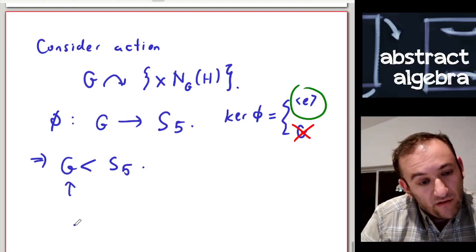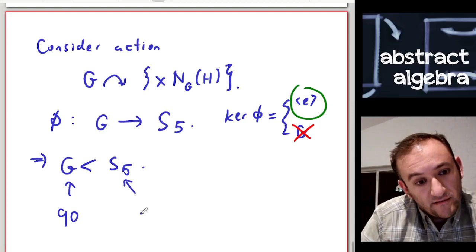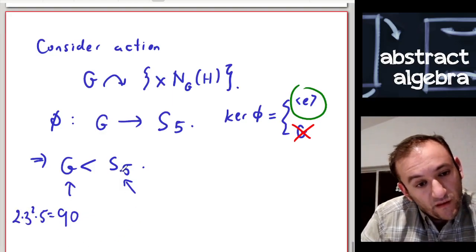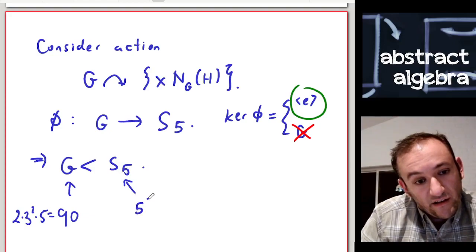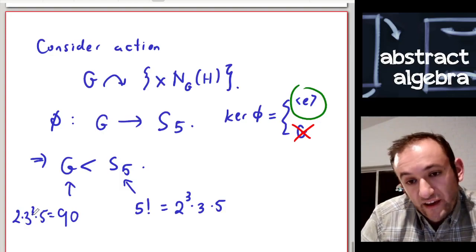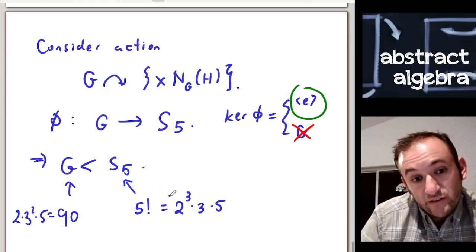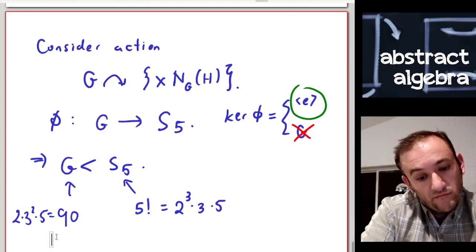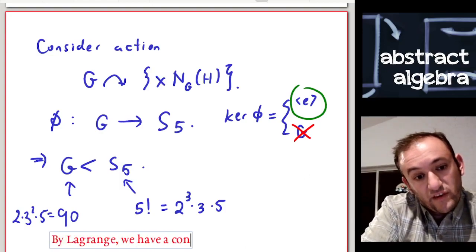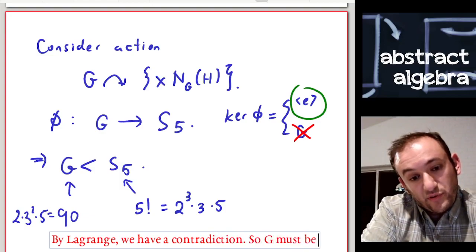But now, G has cardinality 90, which is 2 times 3 squared times 5. On the other hand, S5 has cardinality 5 factorial, which is 2 cubed times 3 times 5. So I have 2 factors of 3 in the cardinality of G, and only 1 factor of 3 in the cardinality of S5. So by Lagrange, we have a contradiction. So G must be simple.